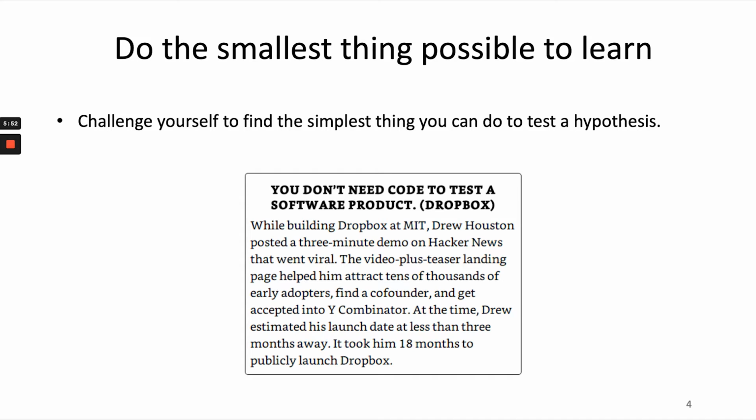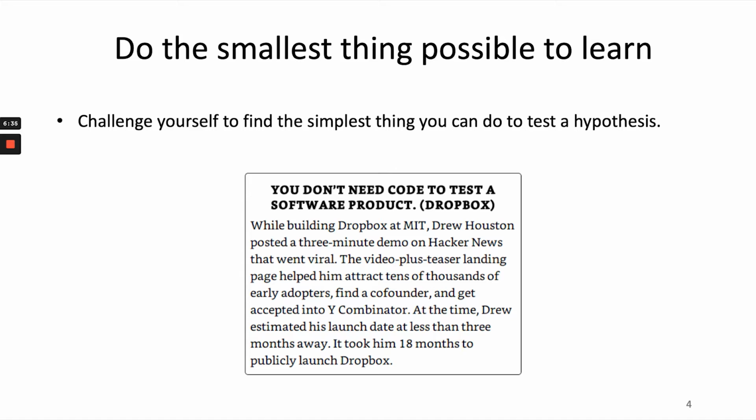That means that Drew Houston had an idea. He had an idea that it would be great if you could synchronize files between devices. He thought that through, and he created a video where he explained everything. And he got very strong positive feedback that this is just a great idea. Just based on this video, he found a co-founder, and he attracted the attention of thousands of early adopters.